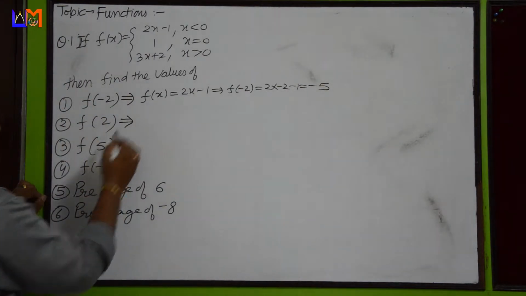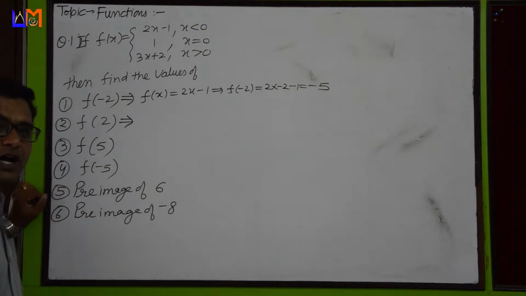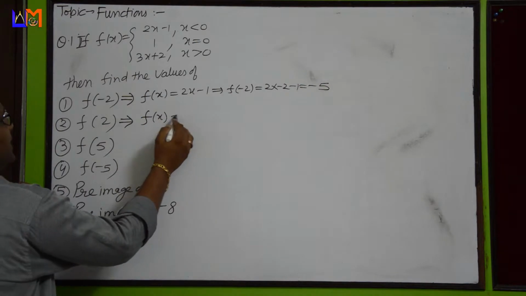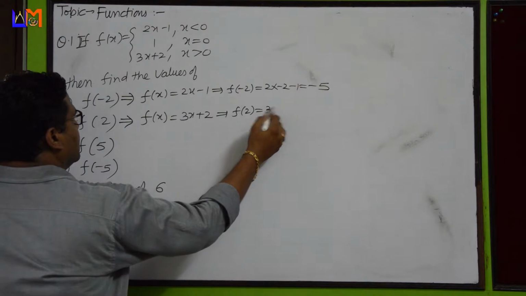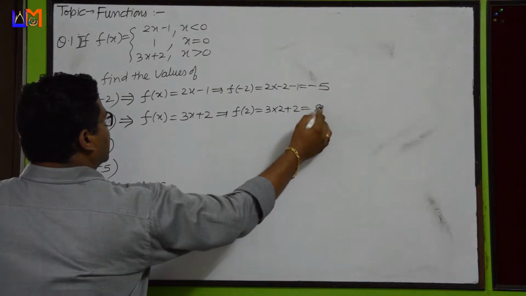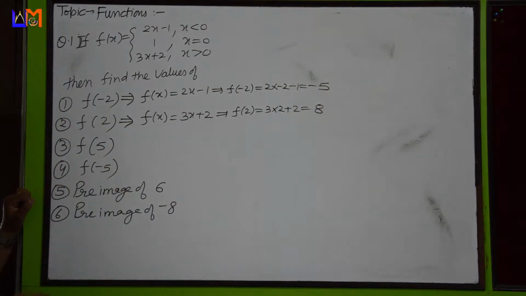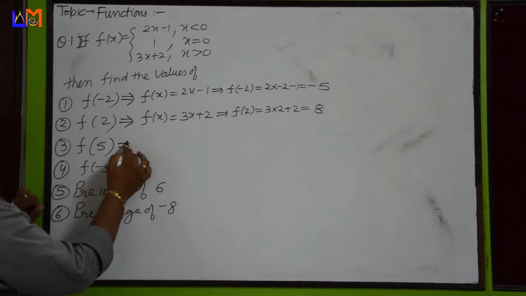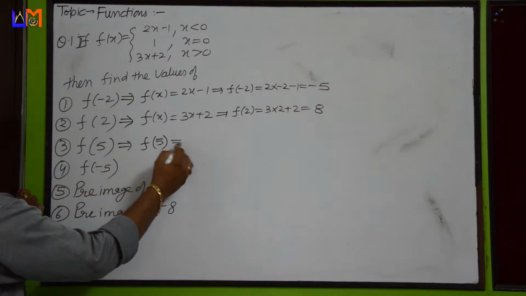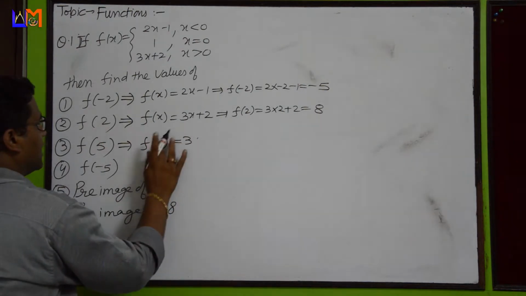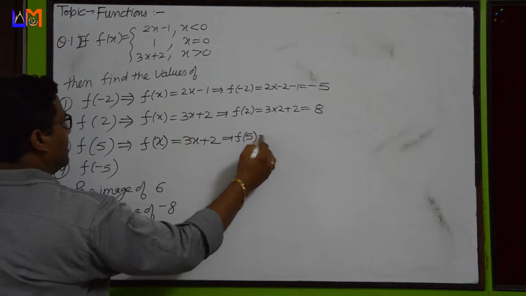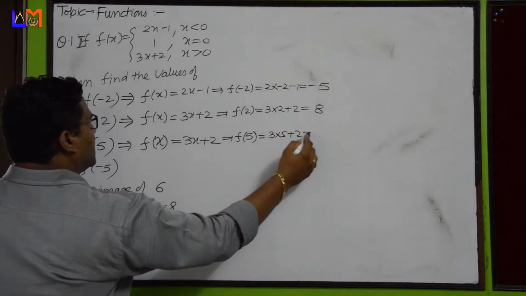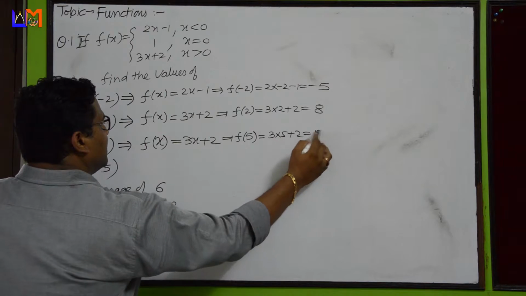Now if we need to find f of 2, 2 is what? x greater than 0. For x greater than 0, f(x) is 3x plus 2. This implies f of 2 will be 3 into 2 plus 2, that is 8. I need f of 5. 5 is again greater than 0, so f(x) for this will be 3x plus 2. So f of 5 will be 3 into 5 plus 2, that is 17.